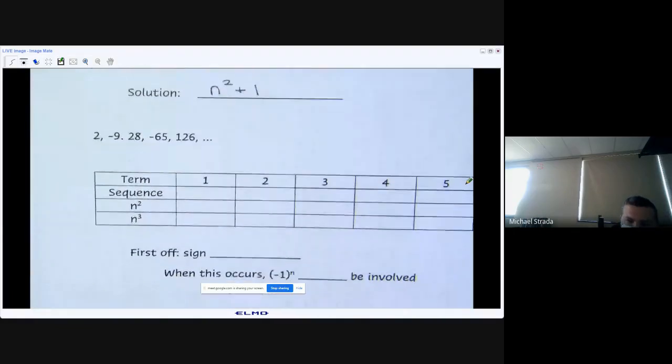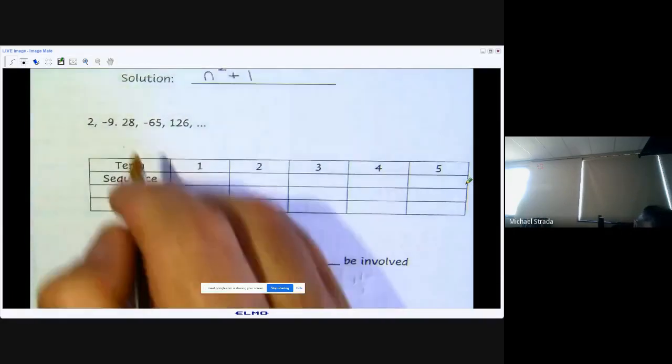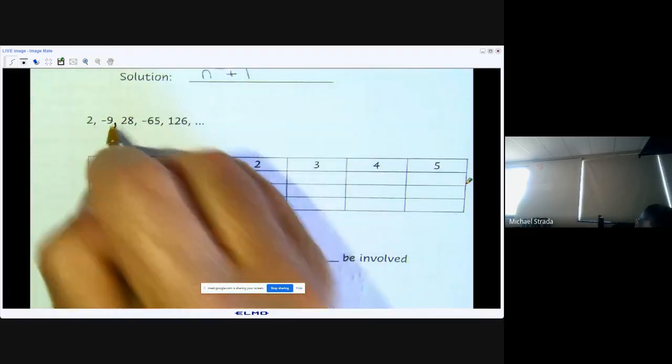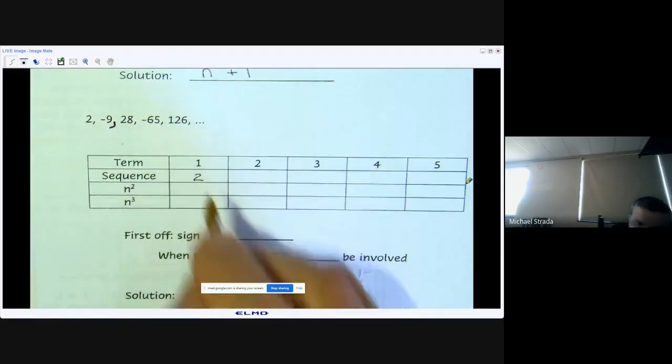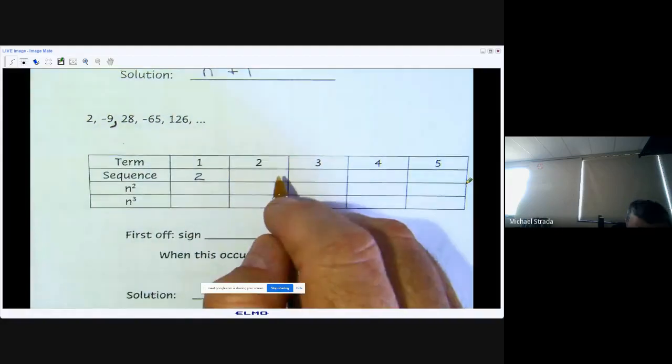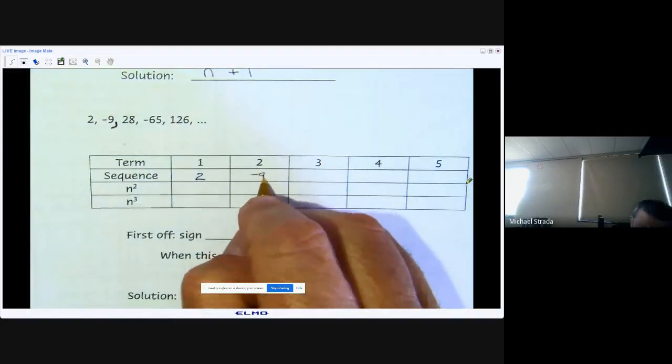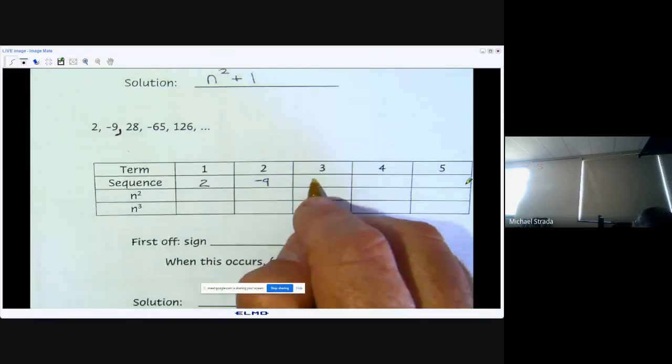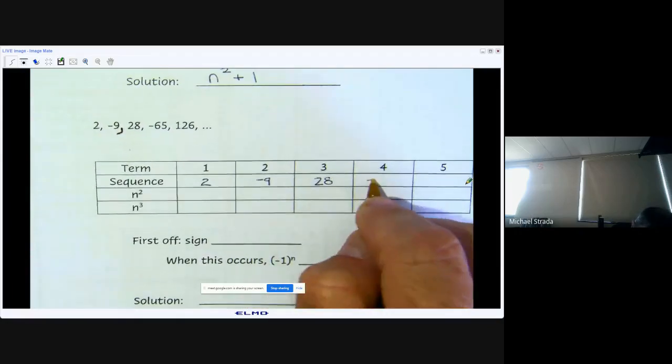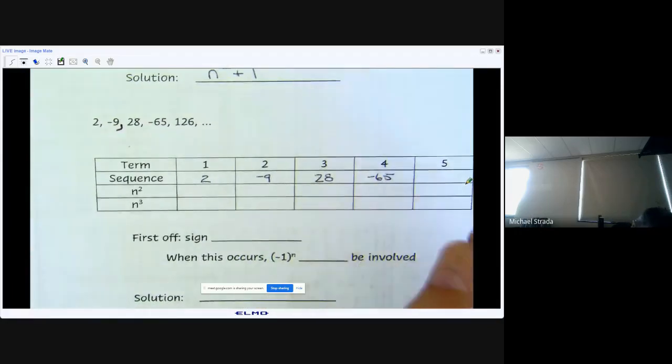I got you. I like this. Good. All right, now I look at my next one, and this should be a comma, not a period. I apologize. So my sequence would be 2, -9, 28, -65, and 126.